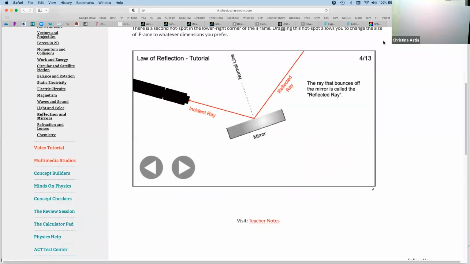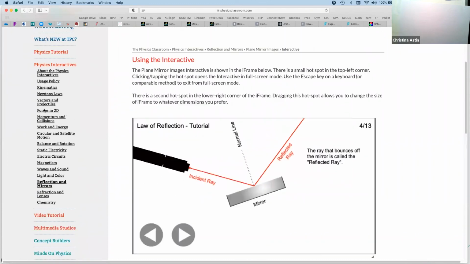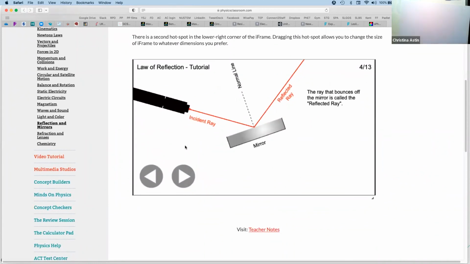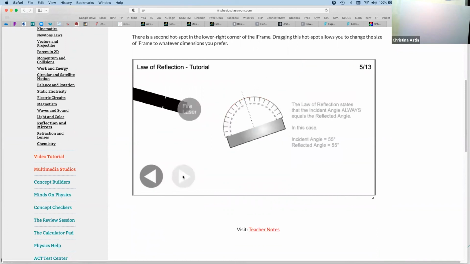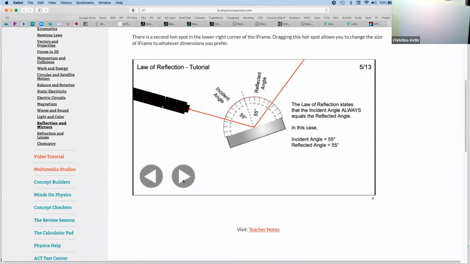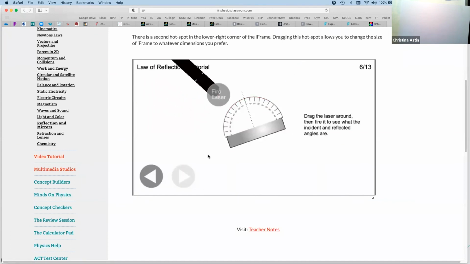And then another developer I want to just share with you is Physics Classroom. And again, you can see lots and lots of different interactive topics here. I've just chosen this one because it comes up as a required practical in some exam boards, and that's the law of reflection. Who knew? So this is, to be honest, more of a tutorial than an interactive simulation, but you have to fire the laser and, you know, you can drag the laser around and investigate what happens. That's quite fun.